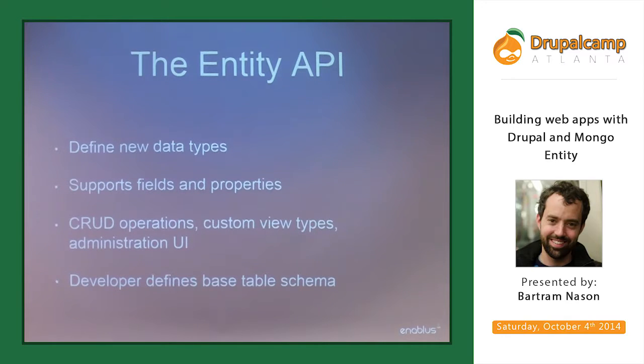You can use the field UI to create new fields. You can define new properties within the API. Create, save, update, delete, you get the idea. With the Entity API, the first thing you do when you create a new entity type is define a database table that is your base, which stores the IDs and any properties like titles that you want to add, and publish status.